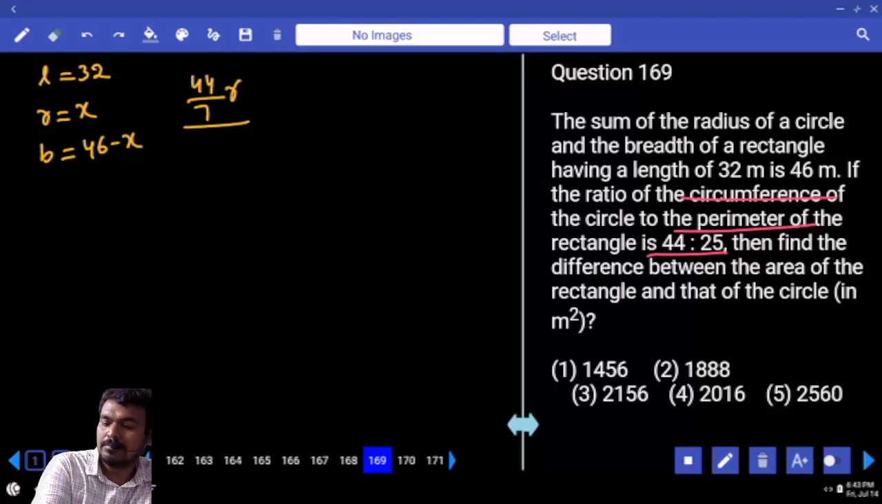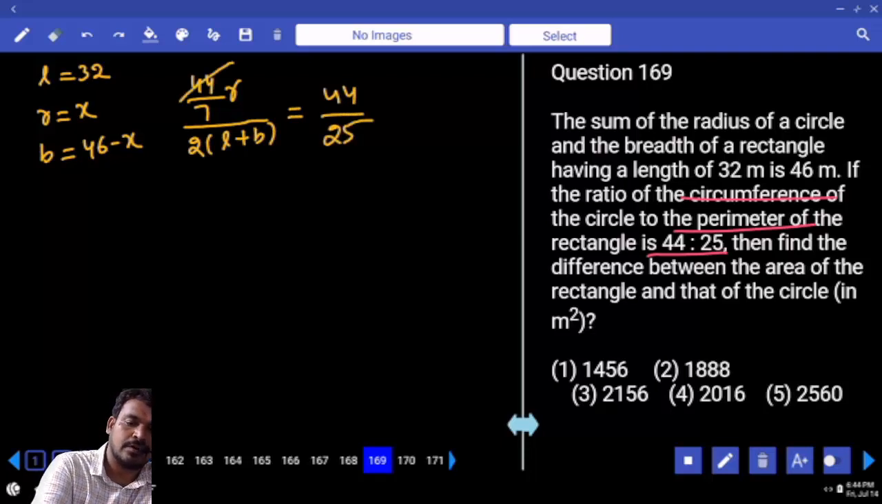Next, the perimeter of a rectangle means 2 of L plus B. That is equal to which ratio? 44/25. First, 44 gets cancelled, and here r by L plus B equals how much? 14/25. What is the L value? 32. What is the B value? 46 minus x. So 32 plus 46 minus x will be written as 78 minus x.